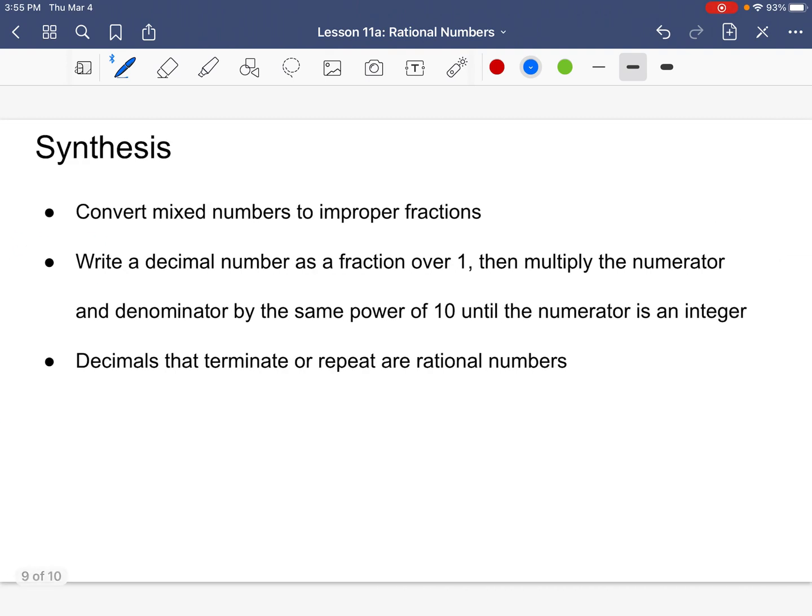So, to summarize, if we're given a fraction that's written as a mixed number, we need to convert it to an improper fraction to be in m/n form. For decimals, we need to write them over 1 and multiply both the numerator and the denominator by the same power of 10 until the numerator is an integer. And decimals that terminate or repeat are rational numbers.